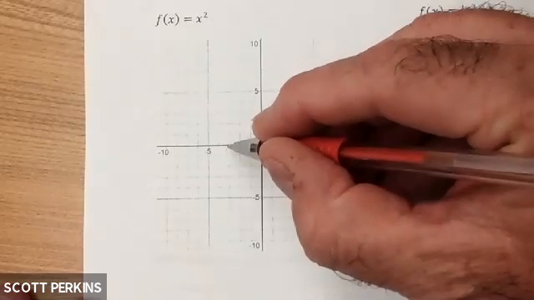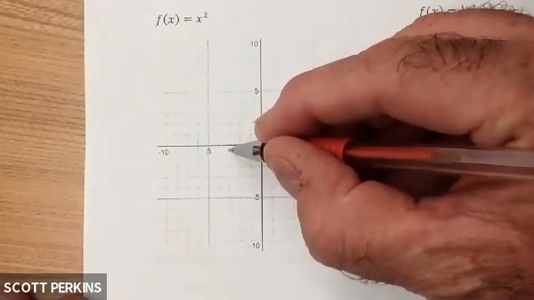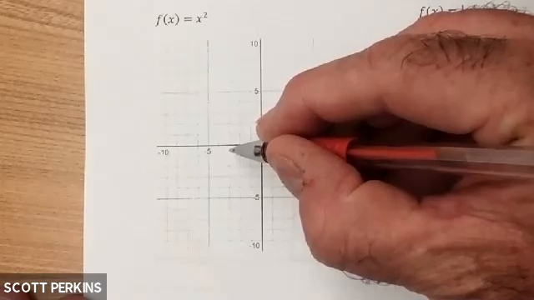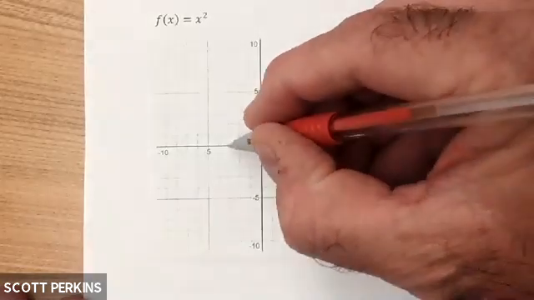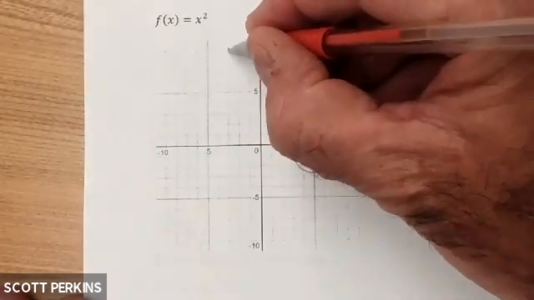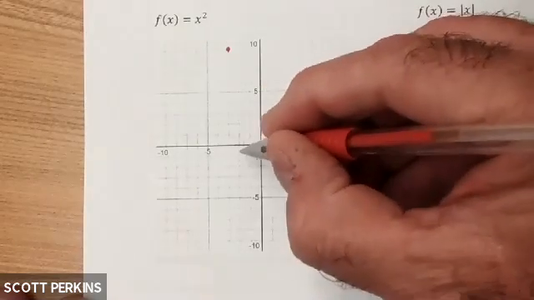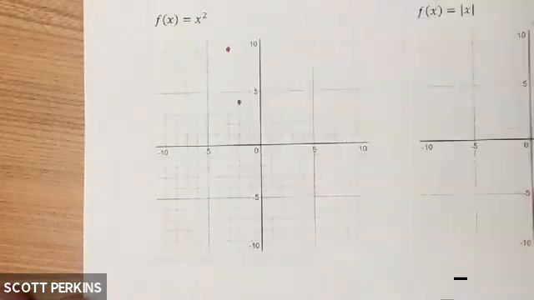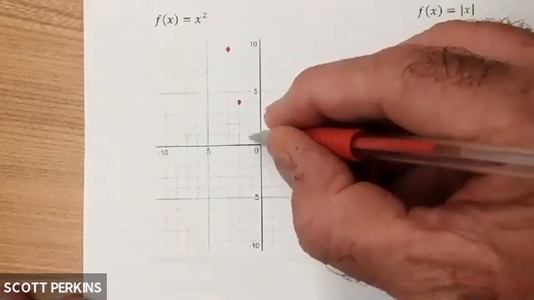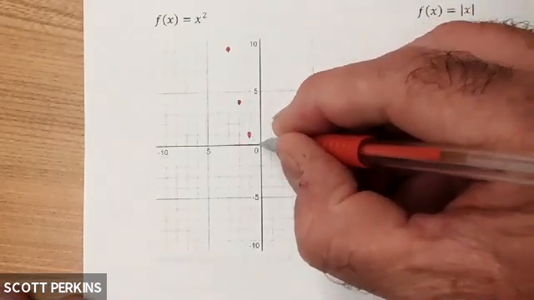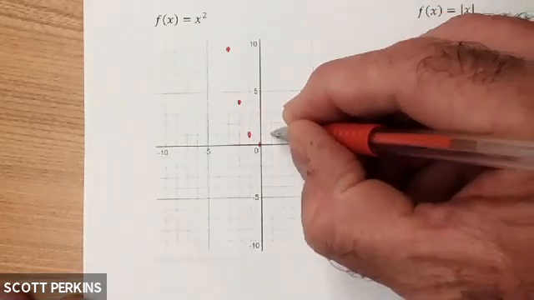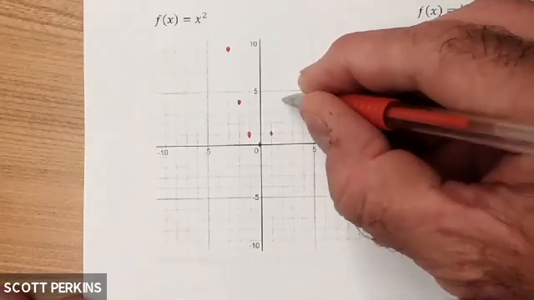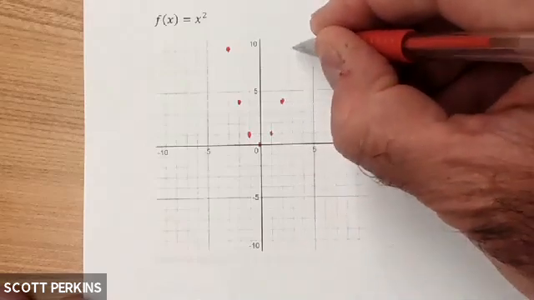I'm going to start with -3 because when I square -4, it becomes 16, and that's not on my grid anymore. So -3 squared becomes 9, so I'm going to put a dot there at 9. -2 squared becomes 4, so I'll put a dot there. -1 squared is 1. 0 squared is 0. 1 squared is 1. 2 squared is 4. And finally, 3 squared is 9.